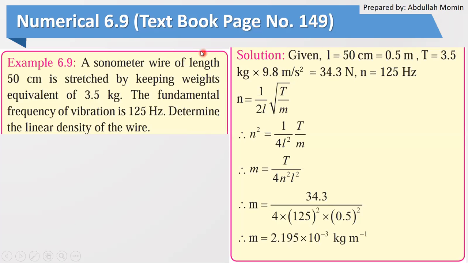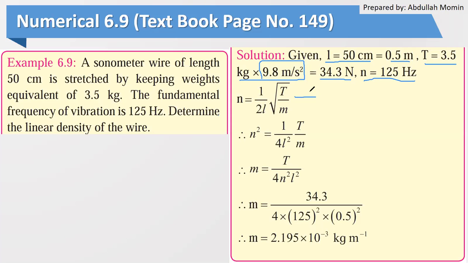So we will say that the given quantities are: length is 50 centimeter, which is 0.5 meter. Tension is 3.5 kg into 9.8. So here the acceleration due to gravity is 9.8, and when you multiply it, you will get 34.3 Newton, and the fundamental frequency is 125 Hertz.